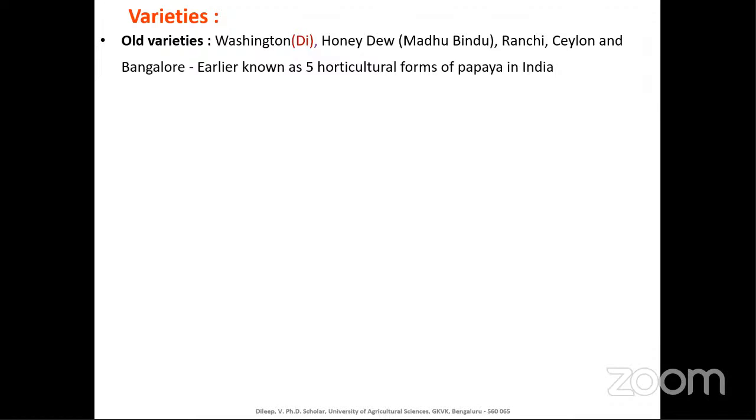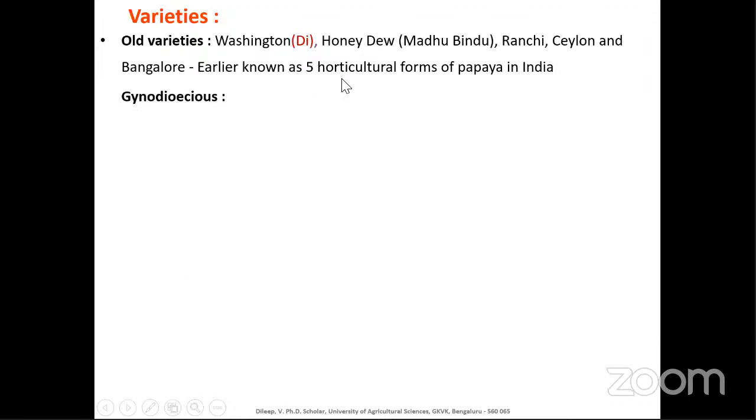Earlier there were only 5 horticulture varieties of papaya. Washington, which was a dioecious variety. Honeydew, also called Madhubindu. Washington, Ranchi, Ceylon, and also Bangalore. Those were the only 5 varieties growing commercially.